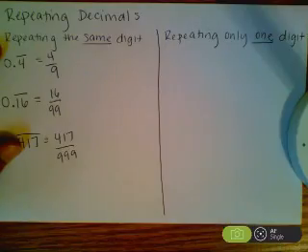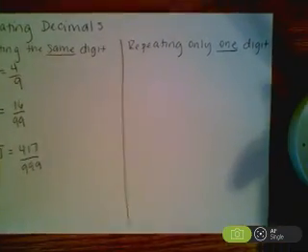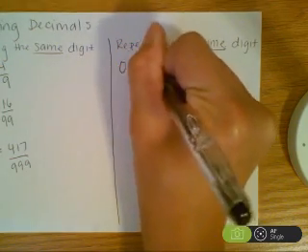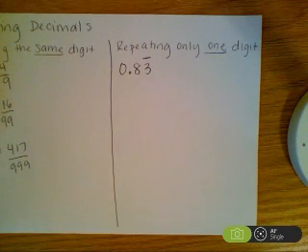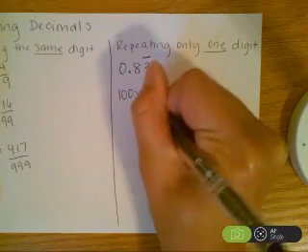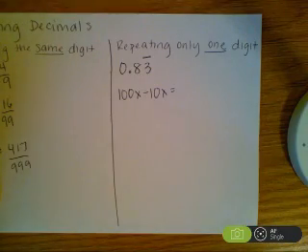Now it becomes trickier when you talk about repeating decimals with only one digit repeating and they've got something else in the problem. For example, 0.83, where only the 3 is repeating. Now you have to use a different method. It's an equation, 100x minus 10x. That always stays on the left-hand side of your equation.